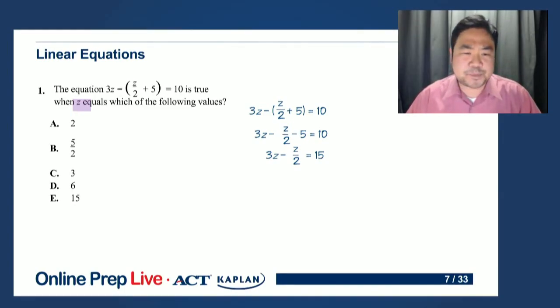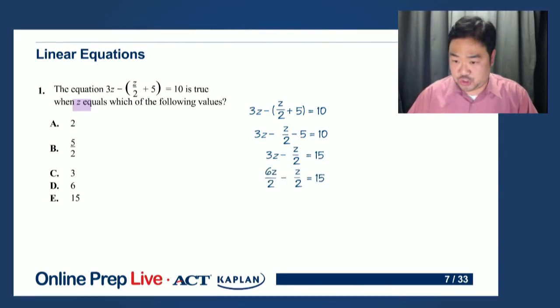And then from here, find that common denominator so we can combine these terms together. The common denominator is going to be 2. So that 3z becomes 6z over 2 minus z over 2. And if you remember, subtracting fractions with the same denominator, we just combine the numerators together. 6z minus z is equal to 5z over 2 is equal to 15.